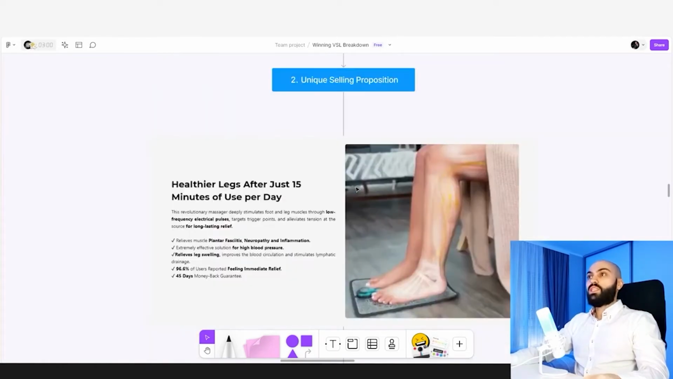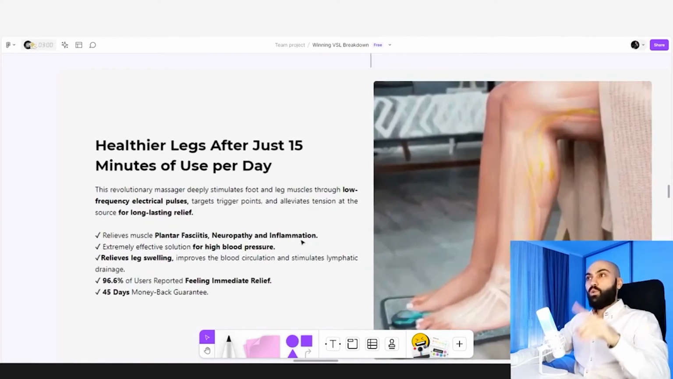Then we have the unique selling proposition. As we mentioned earlier, a good offer consists of 4 things: dream outcome, likelihood of achievement, time delay, and effort needed. We considered all of these factors to create a good headline. Healthier legs after just 15 minutes of use per day, which means they will get their dream outcome after 15 minutes of use per day, which is effortless and which is very fast.